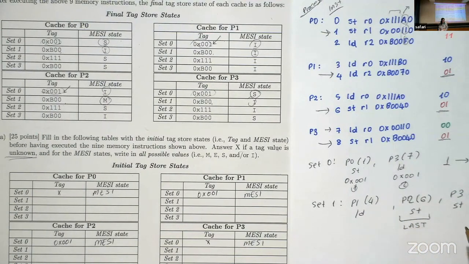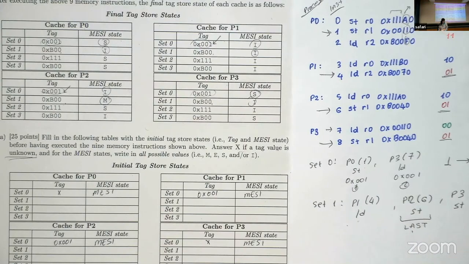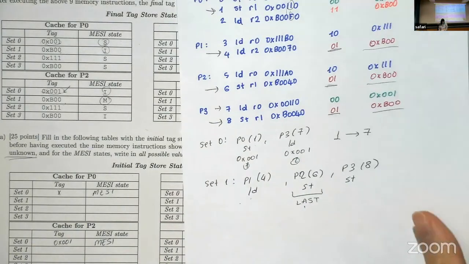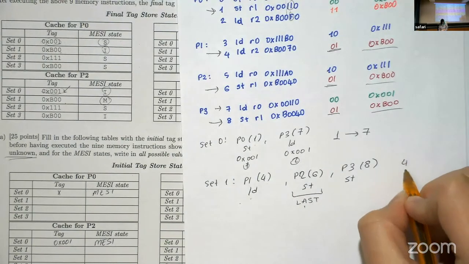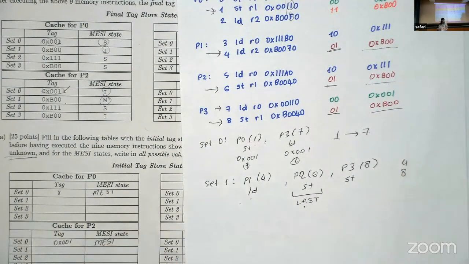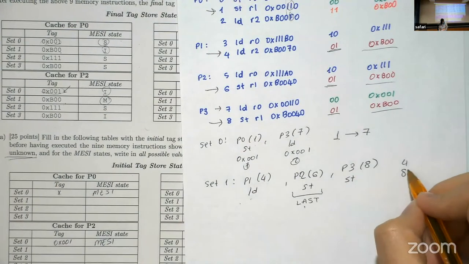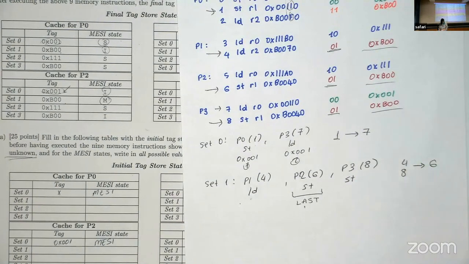But about the other order, we can't really tell. Basically, we know that this is the last one because it's modified and the others are invalidated. But before that, we don't know what the state was, so we cannot know which instruction was executed first, 4 or 8. So 4 and 8 executed in an unknown order, and then we executed 6.